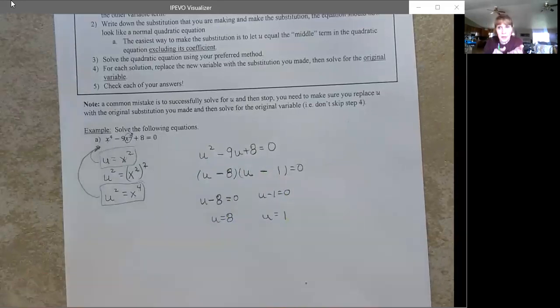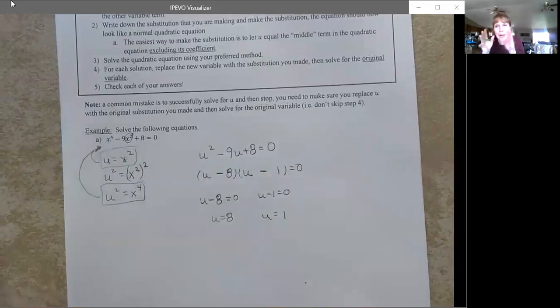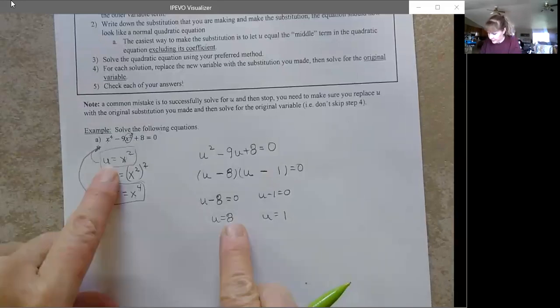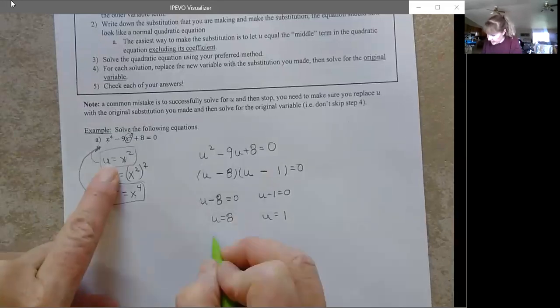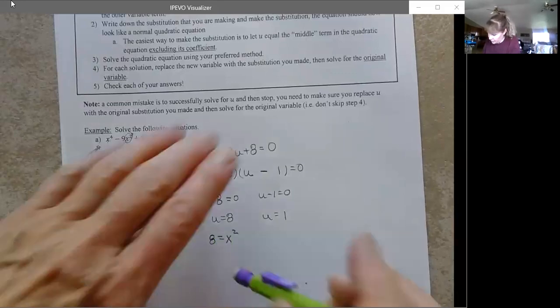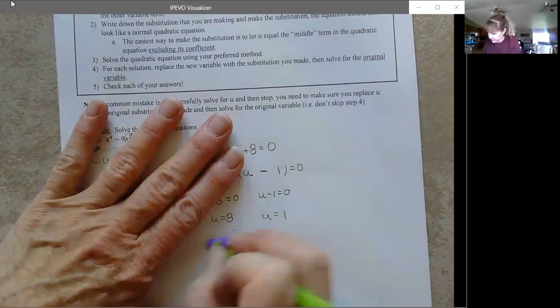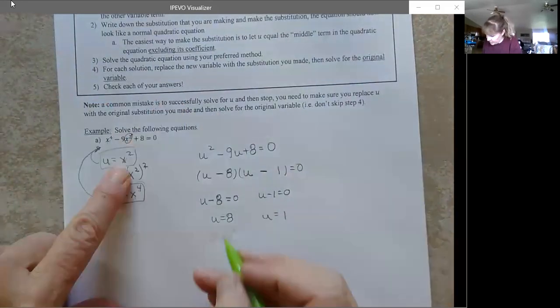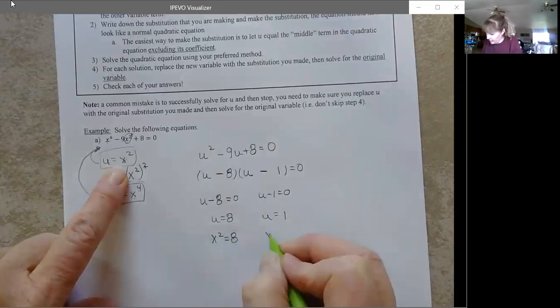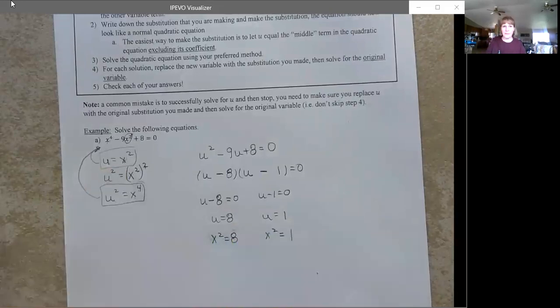But they don't want u. We want to know what x is equal to. So you'll have to substitute it. So here, u is 8, so 8 equals x squared. Or here, I'm going to switch it around, right? x squared equals 8. So u is x squared equals 8. x squared equals 1. All right? And then we take the square root of both sides.